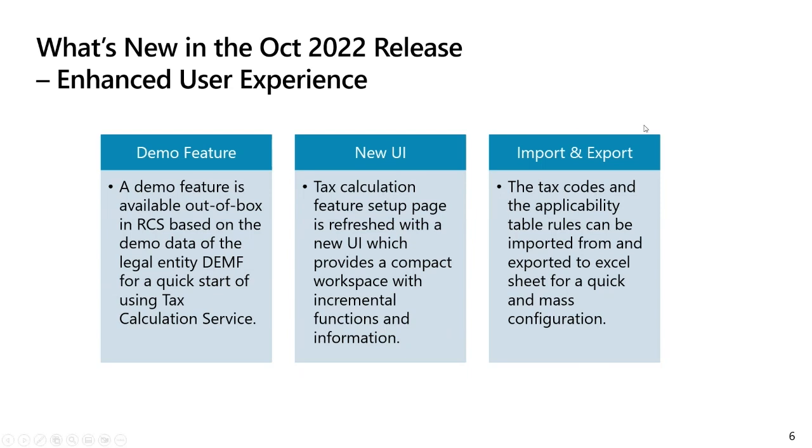And finally, we have enabled the import and export functionality for both tax codes and applicability rules. So the user can now easily use Excel for massive tax codes and applicability rules maintenance. That's pretty much for the new features briefing. And let's jump to the demo part for more details.